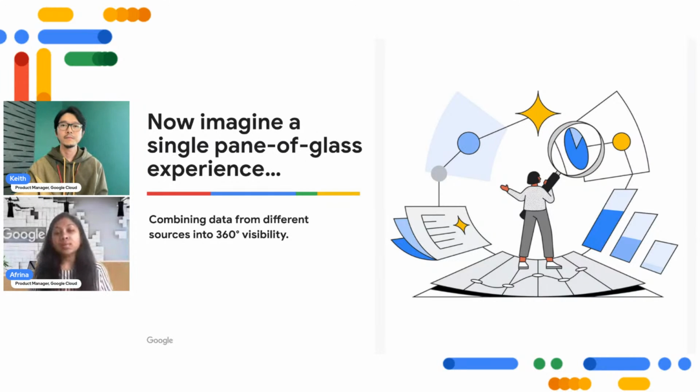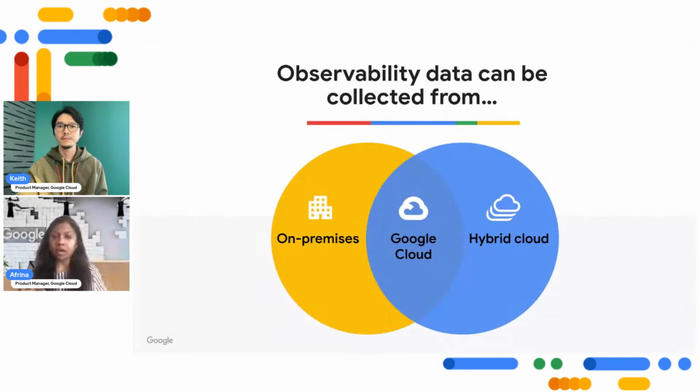So let's talk about how we might achieve this in Google Cloud. The first step to achieving a single pane of glass experience is essentially collecting your data from different places. In Google Cloud, observability data can be collected from on-prem, hybrid cloud, and your Google Cloud.